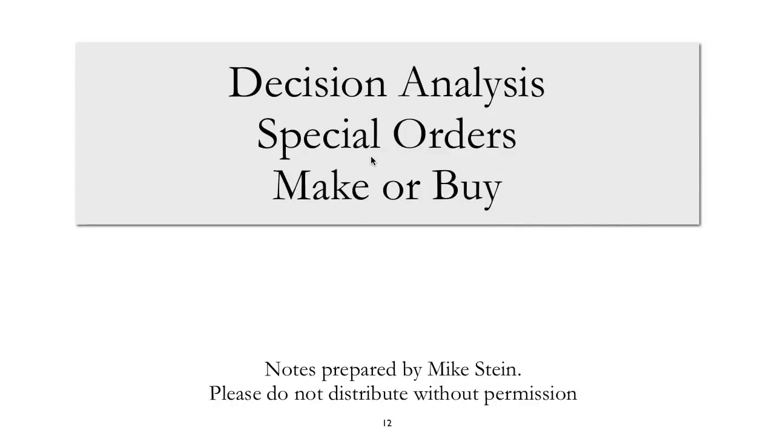In this screencast, we will look at special orders and make or buy decisions. Special orders refer to opportunities to make additional units of a product that are sold outside the normal distribution channels. Make or buy decisions occur when a company considers outsourcing elements of its production process.